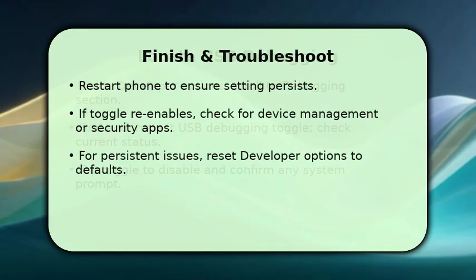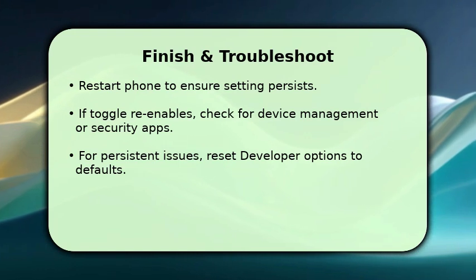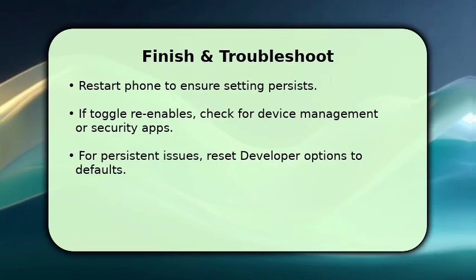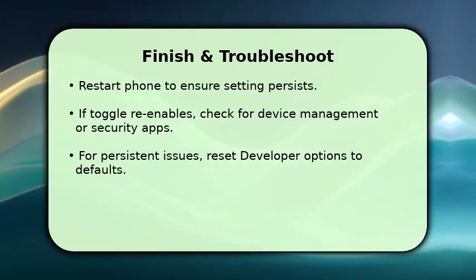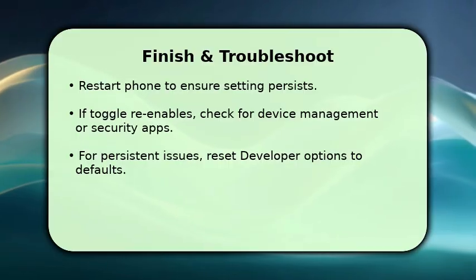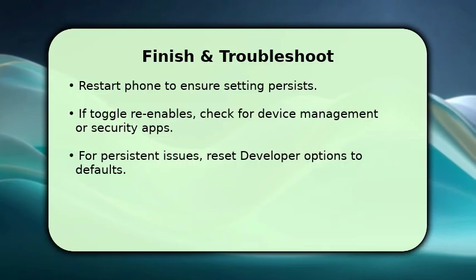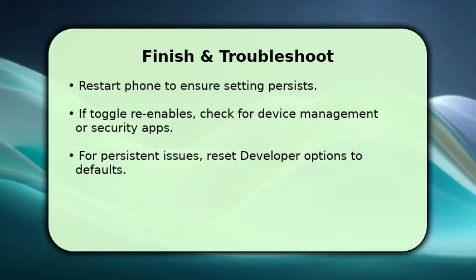Finish by restarting the V29e to make sure the USB debugging change persists across system processes. If you notice the toggle re-enables later, check for device management, MDM profiles, or security apps that can programmatically turn debugging back on. Disable or update those apps.